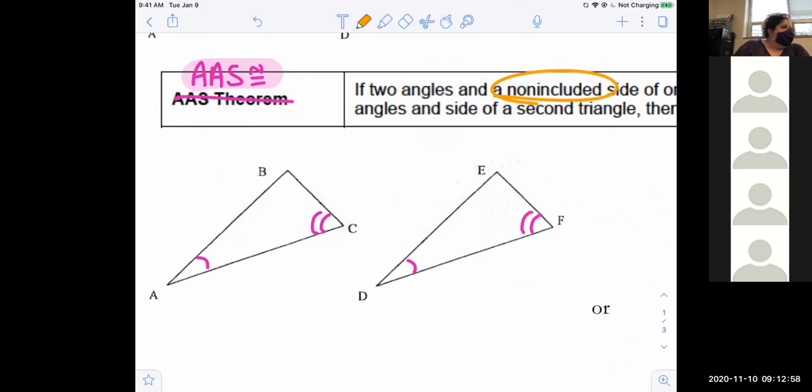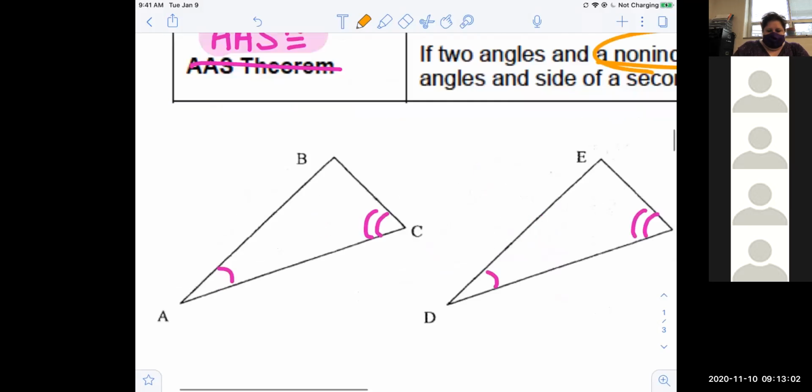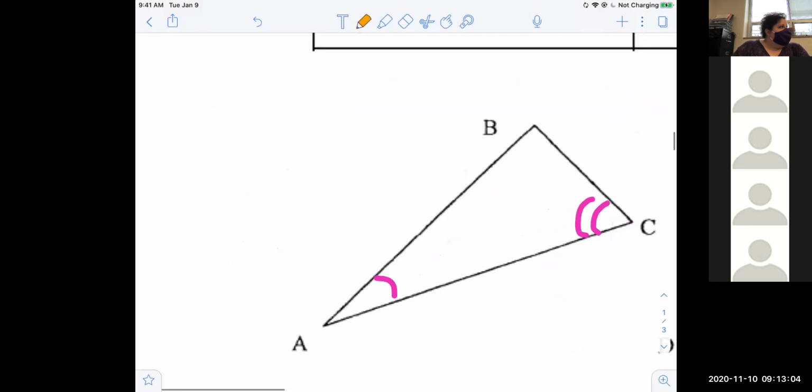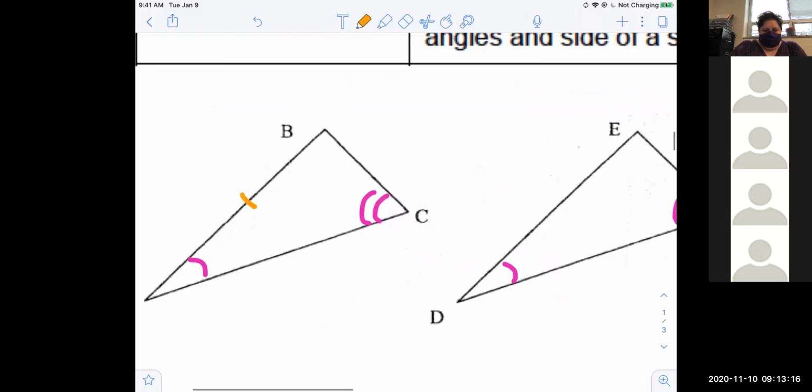Say it again. In this triangle, is AB, BC, or AC not included? I'm not sure if I misheard you. Say it again. Okay, segment AB, right? So that is one option. There's a pair of non-included sides.